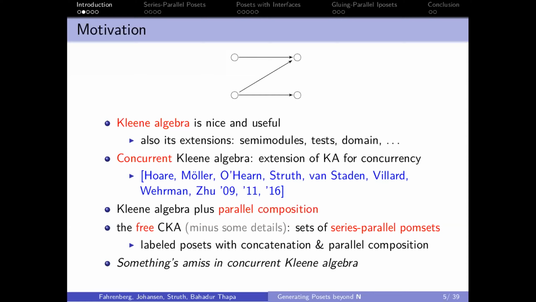Now the free concurrent linear algebra, minus some details which I'm omitting, is the set of sets of series parallel pomsets. What are series parallel pomsets? Those are posets which are labeled and which are generated from the singleton poset using a finite number of concatenations and parallel compositions. And the point of our work is that the N you see again above is not a series parallel poset, but we would like it to be. So for us, some things are amiss in concurrent linear algebra.